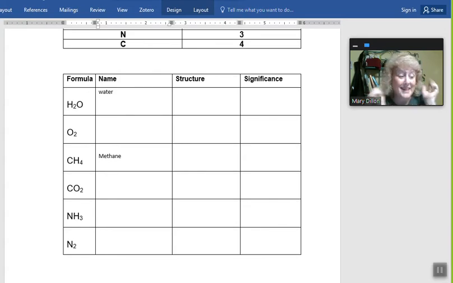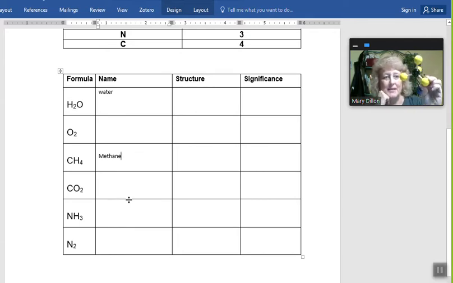Well, that was exciting. All right, we're going to keep going with our little worksheet. You can see I already typed in the name of the next molecule, methane, CH4. So let's take a look at this. All right, this is methane.